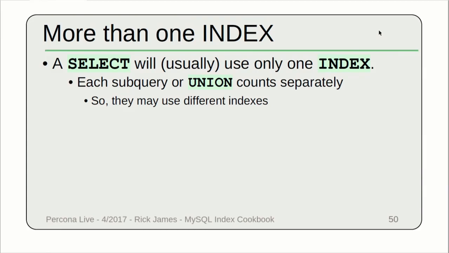I very carefully say one select will use one index. By that I mean, if you have a subquery, that's another select. If you have a union, that's multiple selects. I already gave you a union example where the two selects in the union were using different indices.